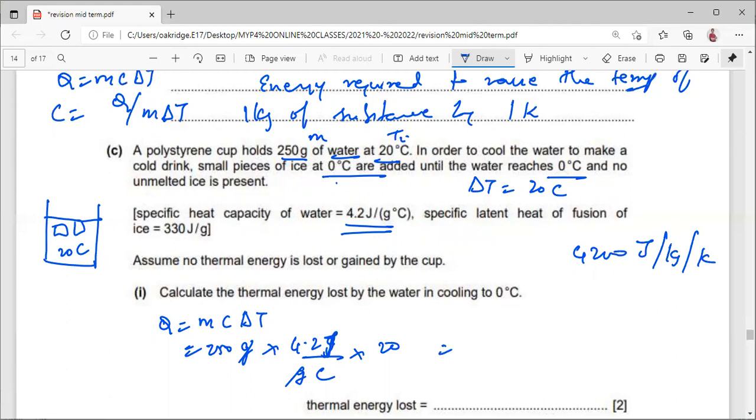So now let us multiply and get the answer for this. This should now be 250 multiplied by 4.2 multiplied by 20, which should be 21,000. Now what is the unit here? See, Celsius goes away, joules is only remaining, 21,000 joules. So thermal energy lost is going to be 21 kilojoules.